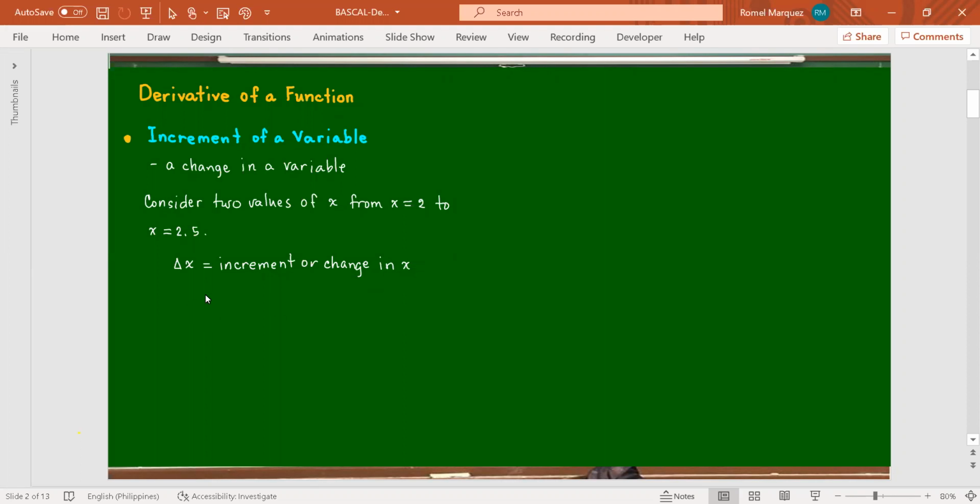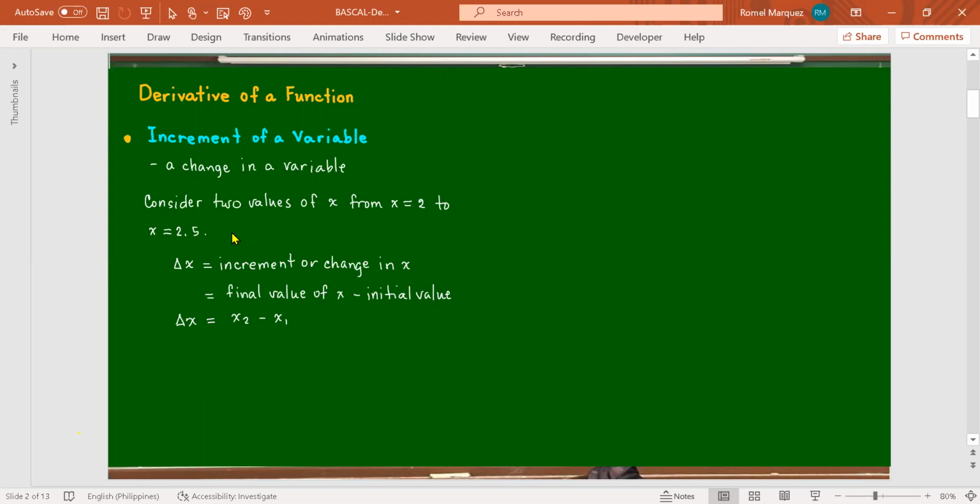And it is equal to the final value of x minus the initial value. So it means it is directed. Let's say I have x sub 2 as my final value, and my initial value, for instance, is x sub 1. So we say that delta x is x sub 2 minus x sub 1. Okay, guys?